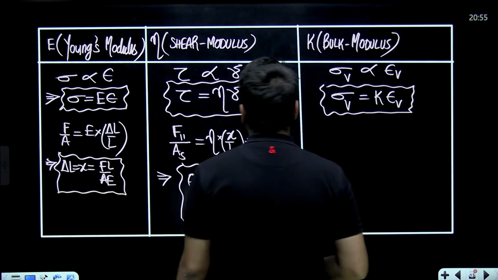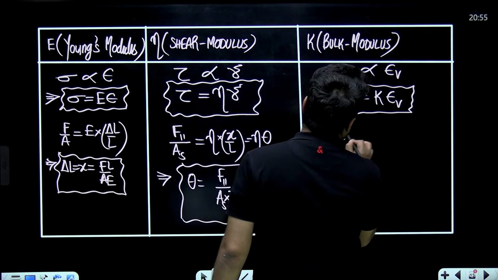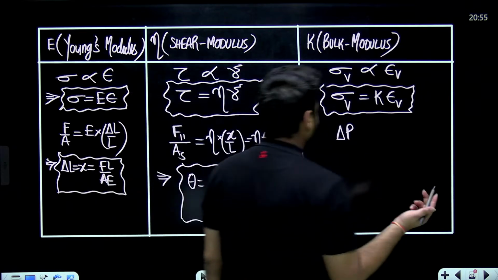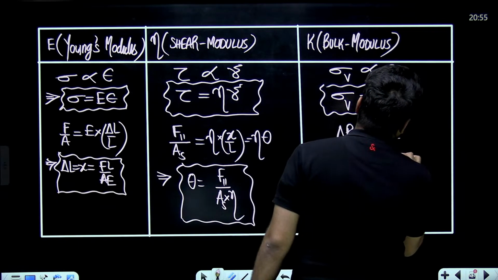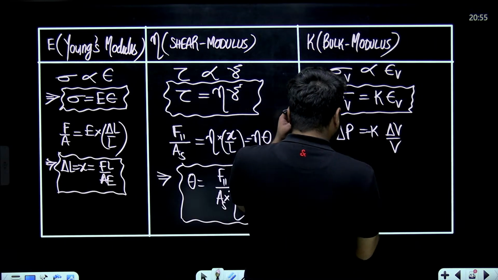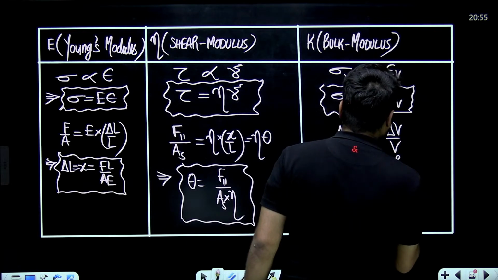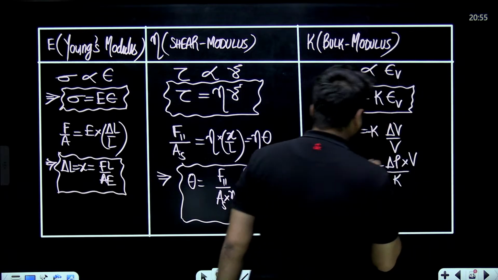In volumetric stress, when you are mostly in the pressure condition, what is that stress? The change in the pressure per unit area. Pressure is basically force per unit area. K is what? Delta V by V, but there's a minus sign there. And here, if you want to determine the change in volume, that can be delta P into V by K, with a minus.